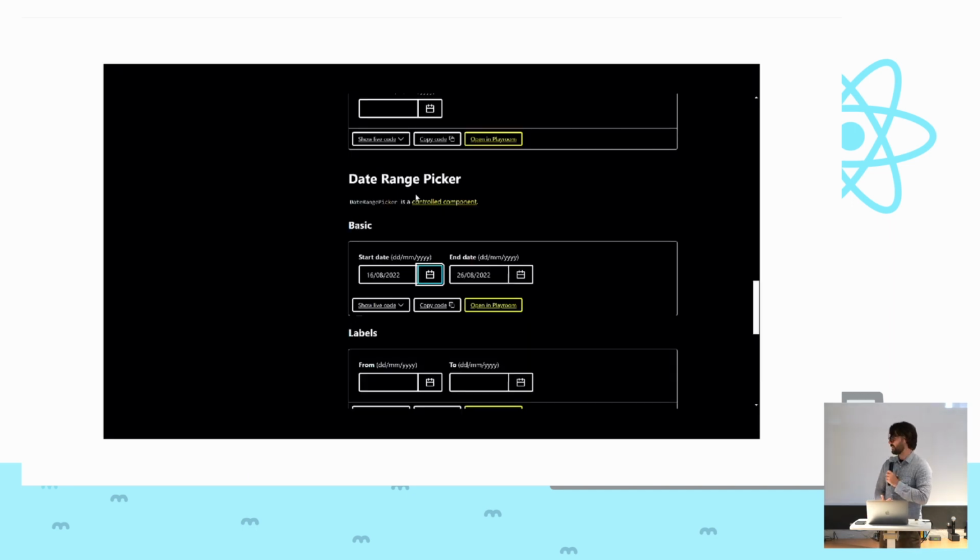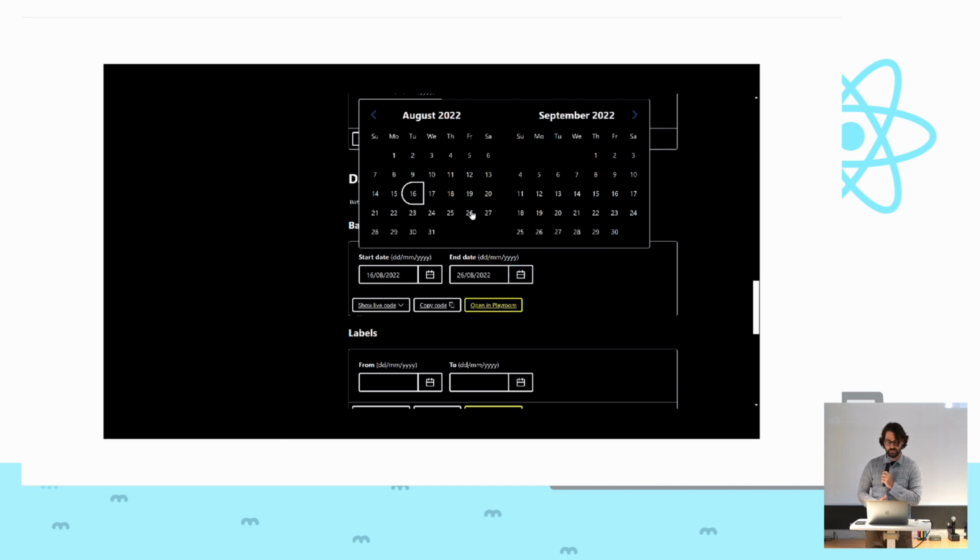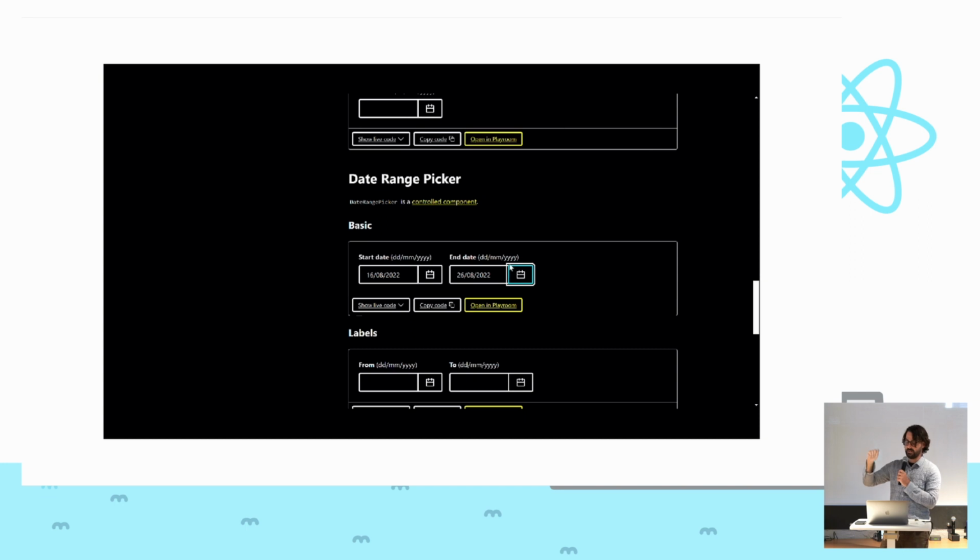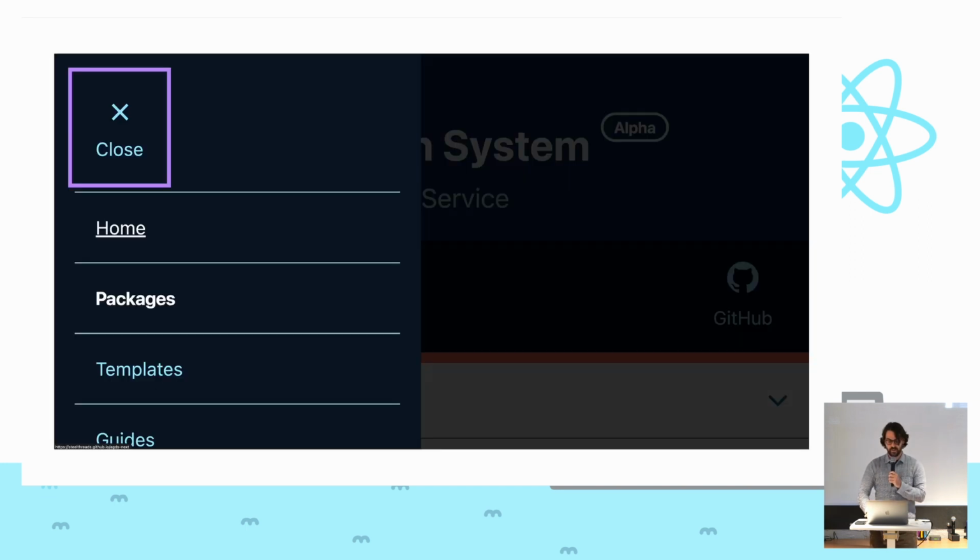Things like Windows high contrast mode, our date range picker, the selected date range you can't see in Windows high contrast mode because we were relying on background color alone. So what we had to do was make sure we put a font weight to indicate that, as well as an outline on the selected dates.